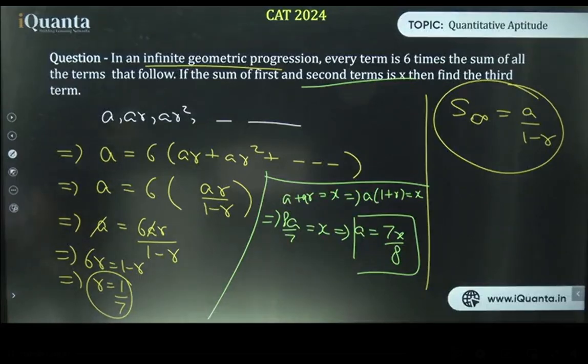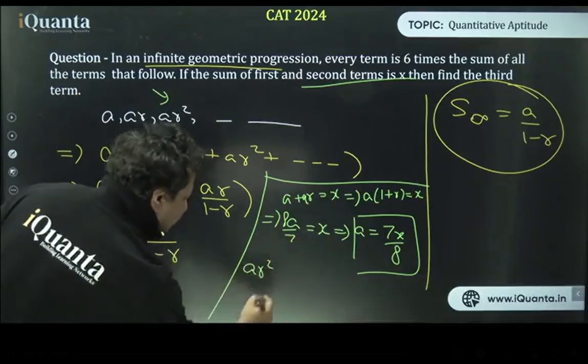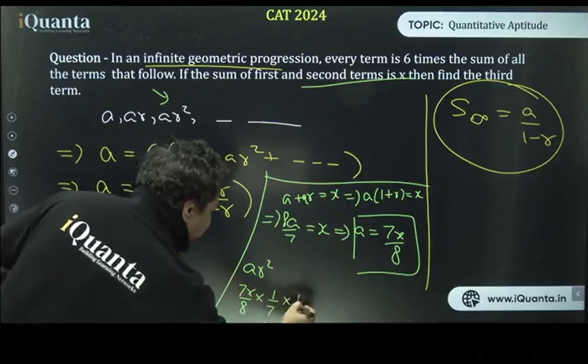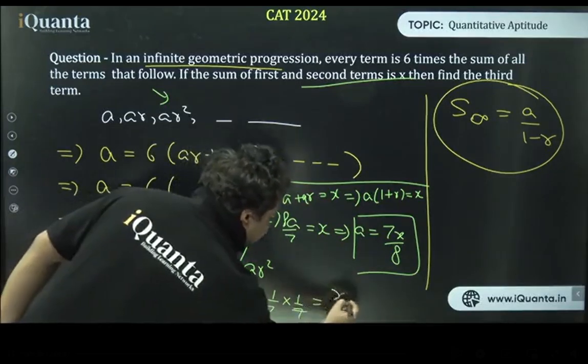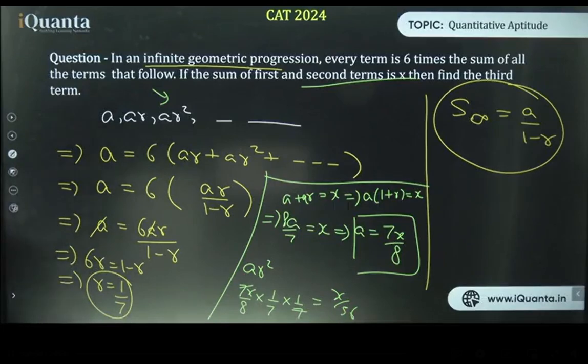Yeah, Pranav. Chintan, which part? Should I repeat? We need the third term, that is AR square. So value of AR square will be what? A is 7x by 8 and R is 1 by 7. Iska square kar do, 1 by 7 into 1 by 7. 1 7 gets cancelled out. We have x by 56 as the answer. Aditya, very good. Harsh, full solution है ये. It is the full solution.